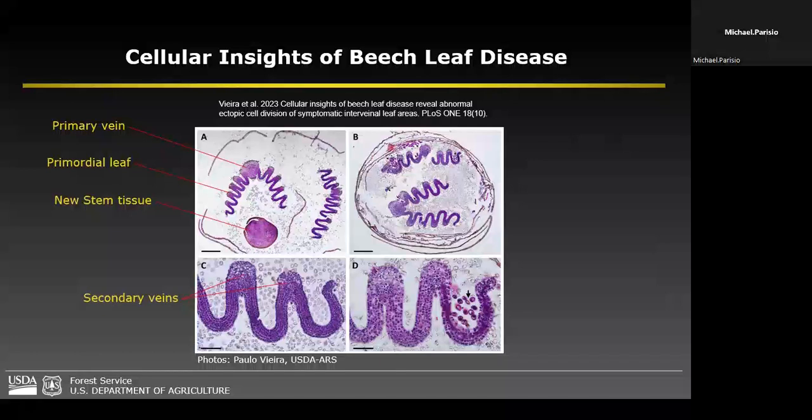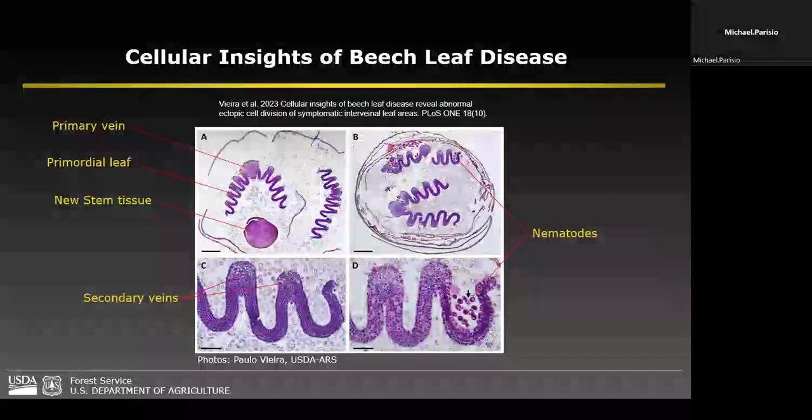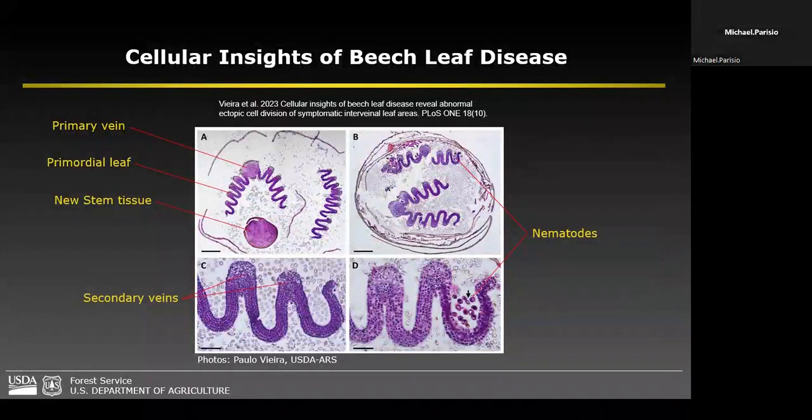of beech leaf disease. And if we look at where we are finding nematodes in these cross sections, that's where they're hanging out. They're just housed inside of those little ripples. And so I think this is probably some of the best evidence that we have of attributing the nematode as the causal agent for this disease.